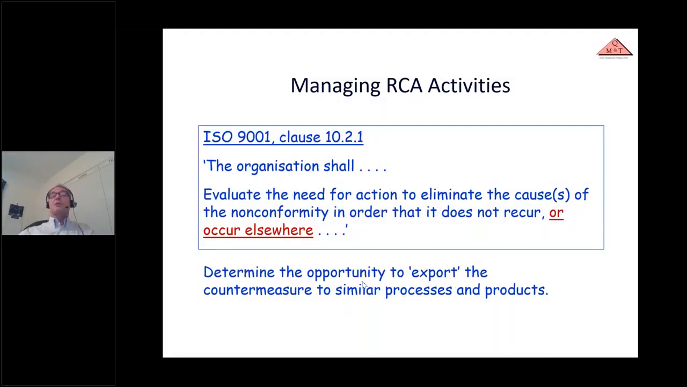ISO 9001 in section 10 tells us that the organisation shall evaluate the need for action to eliminate the cause of the non-conformity in order that it does not recur. Well, that's what we've been discussing already in this webinar. However, ISO 9001 adds the additional phrase, or occur elsewhere. And this is prompting the team to consider opportunities to export the countermeasure to similar processes and products so that it can be used in a preventive way to prevent similar issues occurring elsewhere in the future. And that means that the organisation gets even more benefit from the current RCA activity.